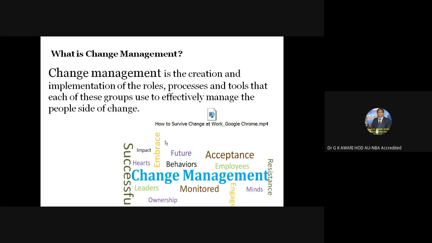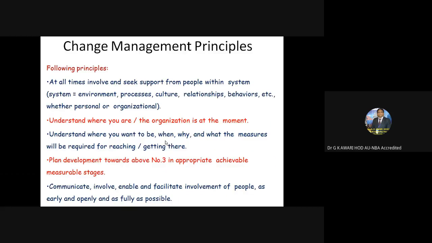In this competition, if you want to survive, we need to bring in change management, and we have to accept the change and go with the change. That is the only way of survival. Otherwise, we cannot survive. So the change management principle applicable is: at all times involve and seek support from people within the system.